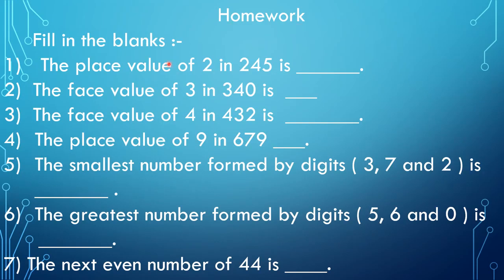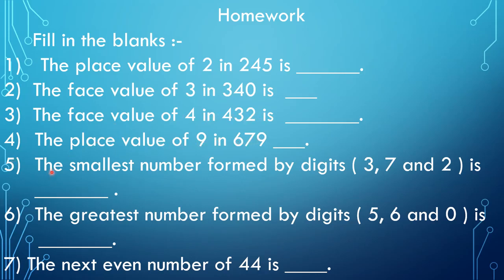Now today's homework, fill in the blanks. Number 1, the place value of 2 in 245 is dash. So here 2 is the underlined digit. Okay, you can say. The face value of 3 in 340, the face value of 4 in 432, the place value of 9 in 679.